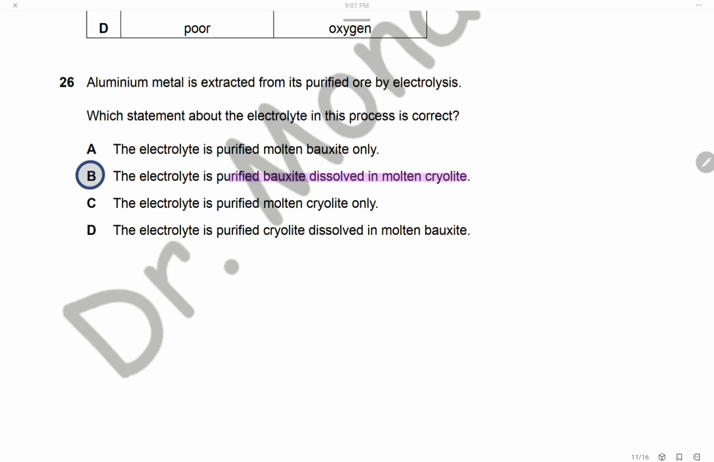Question 26. Aluminium metal is extracted from purified ore by electrolysis. In this electrolysis, the electrolyte is purified bauxite dissolved in molten cryolite. This is of course correct. We use cryolite in electrolysis of aluminium oxide to produce aluminium, because cryolite decreases the melting point of aluminium oxide, and of course decreases the operating temperature and the cost of the process. So the answer is B.